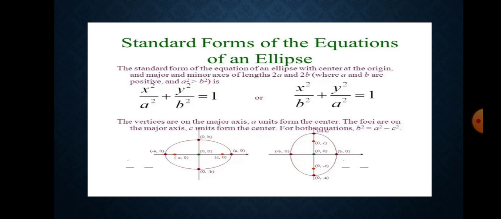The vertices are on the major axis, a units from the center. The foci are on the major axis, c units from the center, for both equations. b squared equals a squared minus c squared.